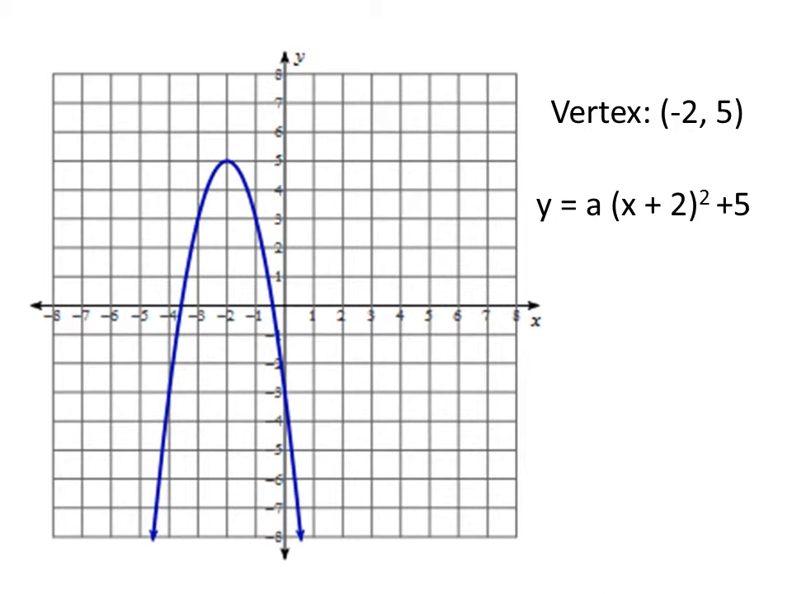But when we go over 1, we see that we actually go down 2. So that means that our a value has to be -2. We'll plug that in, and then we have our equation.